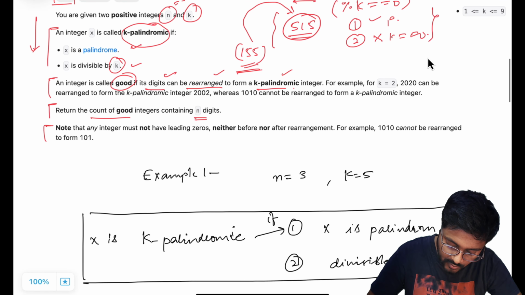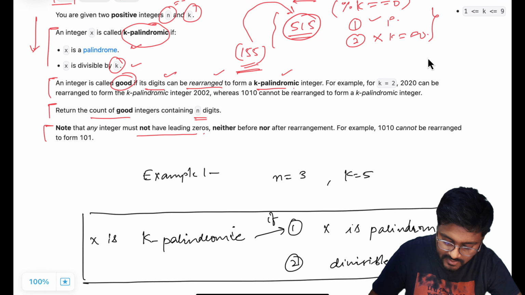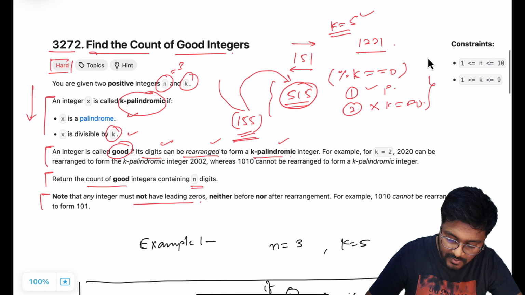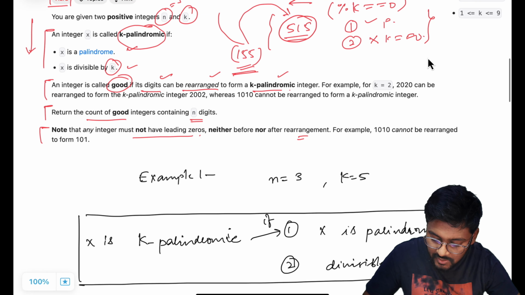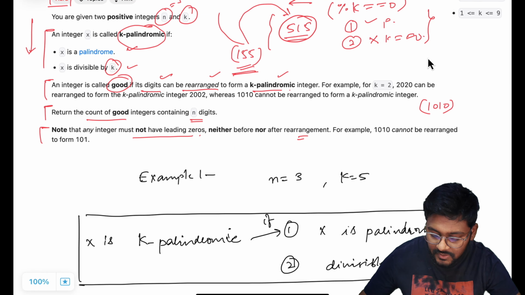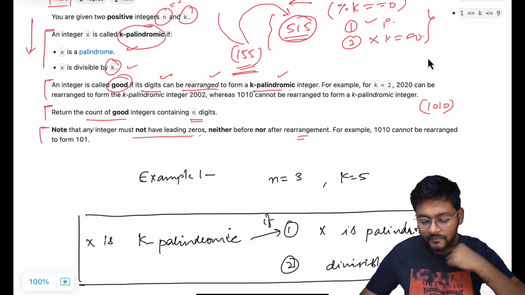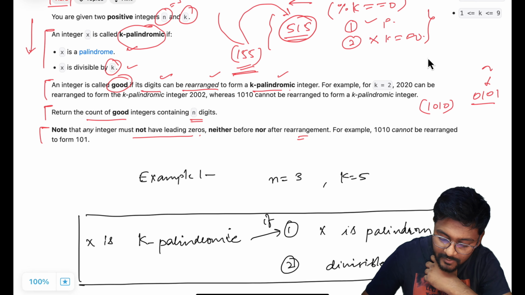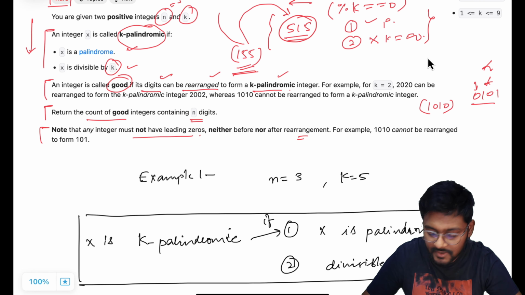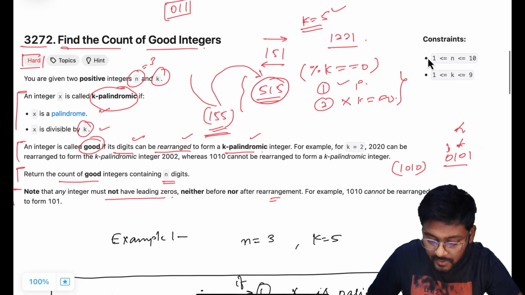They have also given a note that any integer must not have leading zeros. Okay, you can't just take a number. Let's say if n is equal to 3, you can't just take 011. This is not a good number. Also, the rearrangement you can't take like this. Let's say 1010 is our number, and you just do the arrangement and make it like this, 0101. This is not a valid number. This is not a valid integer because it is having leading zeros. So avoid leading zeros. Okay, so this is our problem statement.